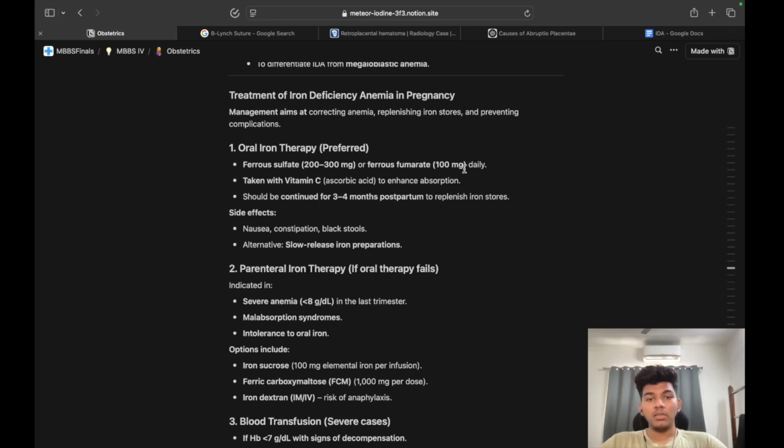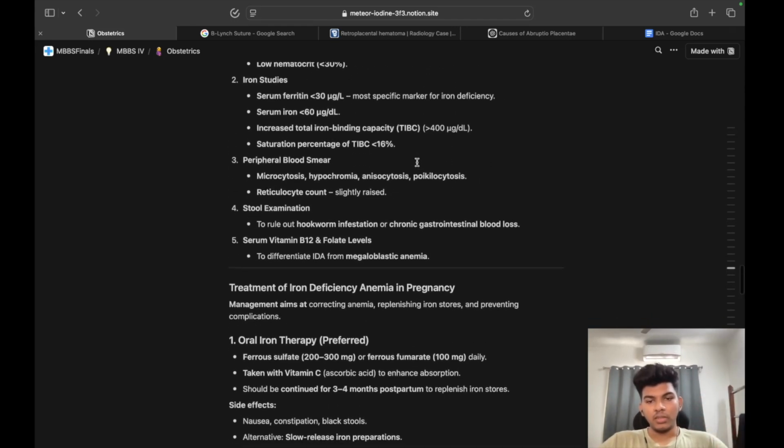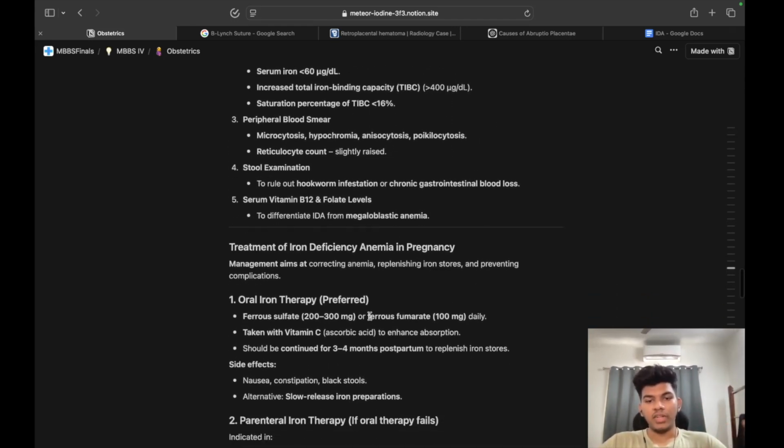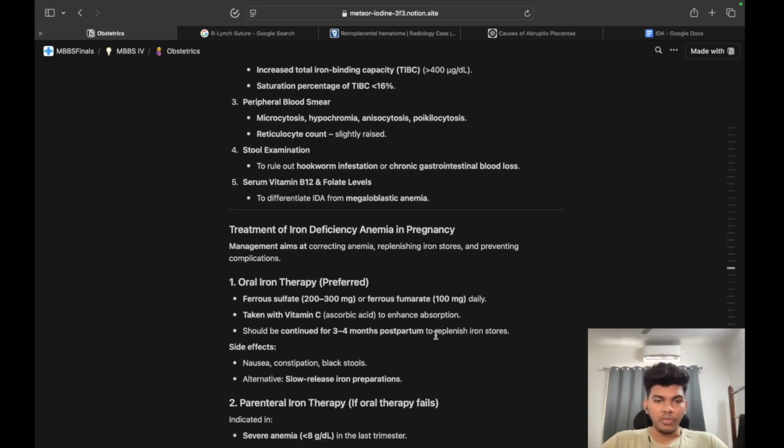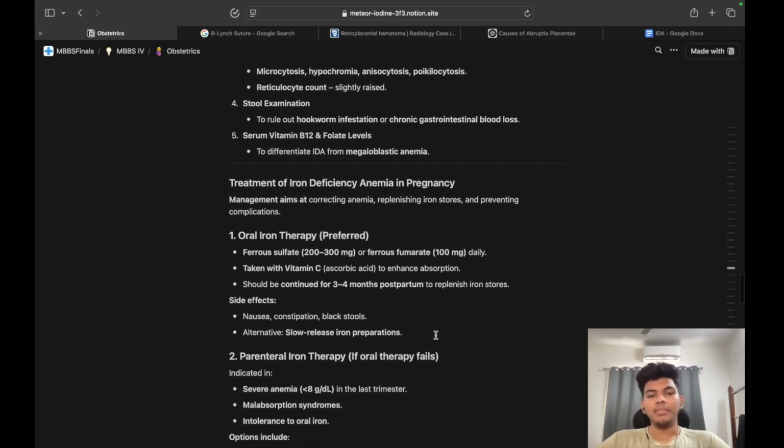One thing I'd like to mention here is, in the previous video I mentioned ferrous sulfate being 100 milligrams daily. That is somewhat different in this case. This is the correct one actually. Ferrous sulfate 200 to 300 milligram is the dose, and ferrous fumarate is 100 milligram. So this is something I changed in the previous answer. I made ferrous sulfate as ferrous fumarate 100 milligrams daily. If you don't know what I am talking about, you will understand it more if you watch the previous video, anemia in pregnancy.